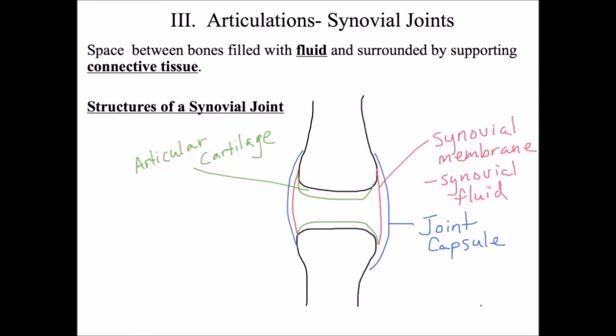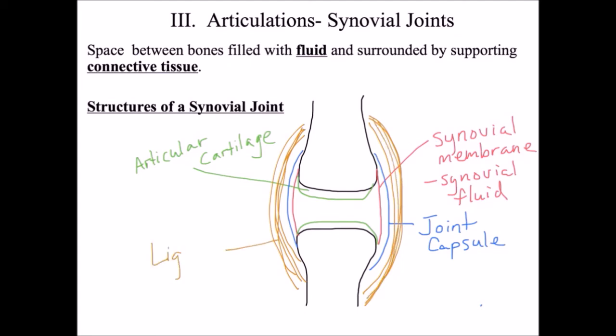And finally, the last structure of a synovial joint is a dense, regular fibrous connective tissue that connects bone to bone. This is called the ligament. Ligaments can be found surrounding the joint, or they can be found within the joint.